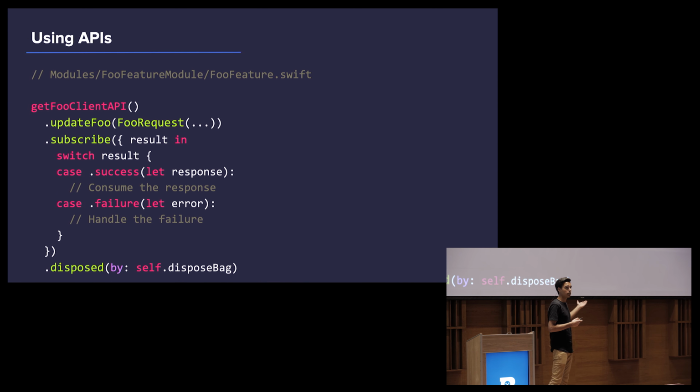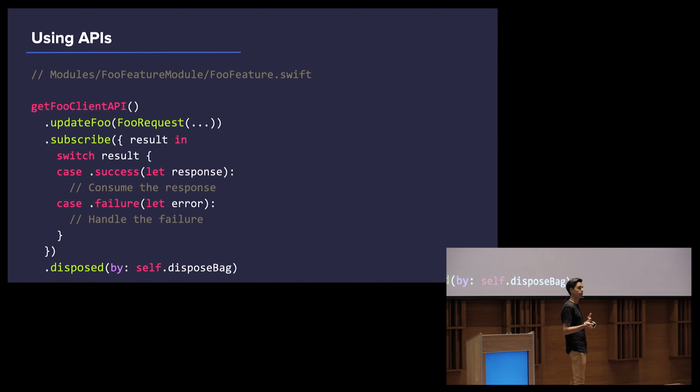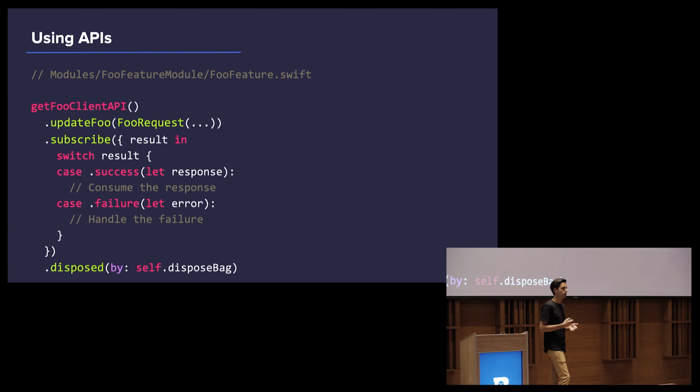And this is basically what it looks like to use an API. So you pull in that client API using maybe some dependency injection accessor, and then you call that function updateFoo just as you would any other function in Swift. You pass in a request, and then subscribe to the result, and you either get a successful value or a failure back. It's really easy to use.